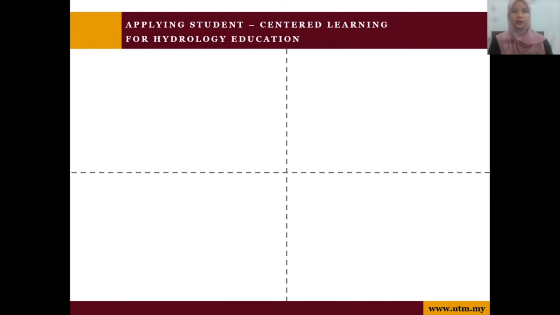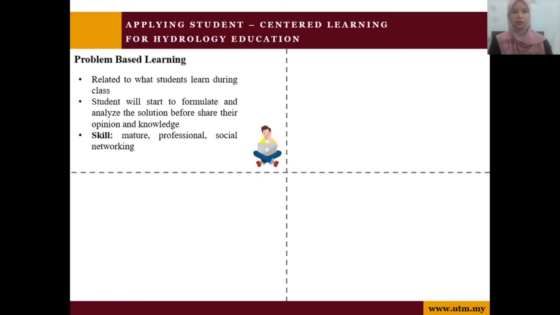Applying student-centered learning for hydrology education. This session discusses four student-centered learning techniques that are essentially applied in Malaysia and other educated countries. The first one is problem-based learning. This learning is related to what students learn during class, where the teacher will give students a scenario or issues related to hydrology. Then, students are required to formulate and analyze the solution before sharing their opinion and knowledge. By applying this learning technique, students are able to gain mature, professional and also social networking skills.